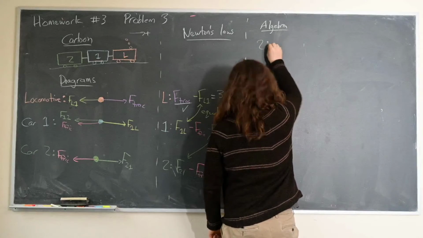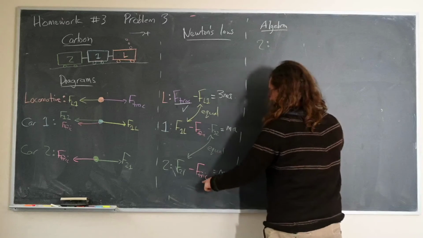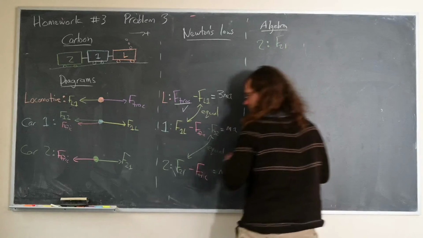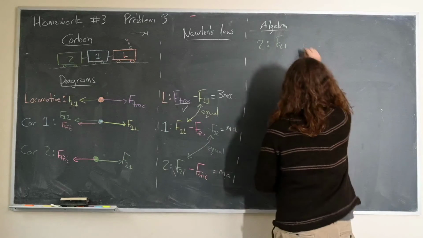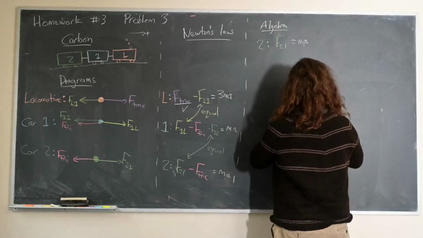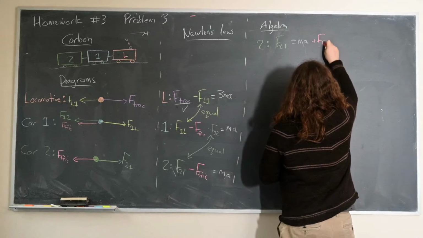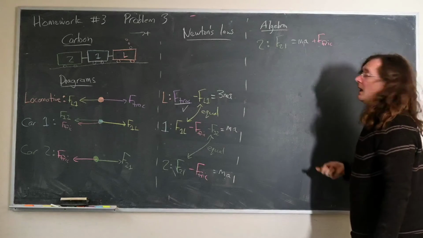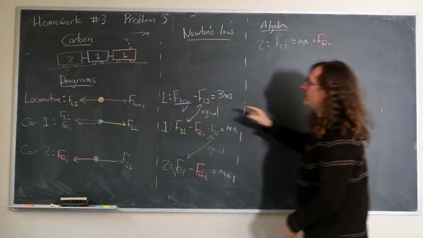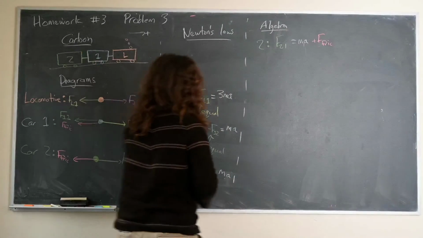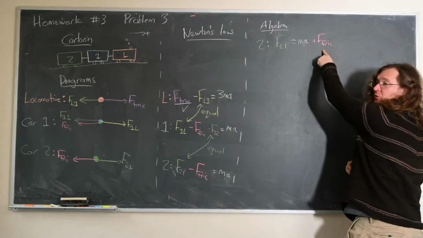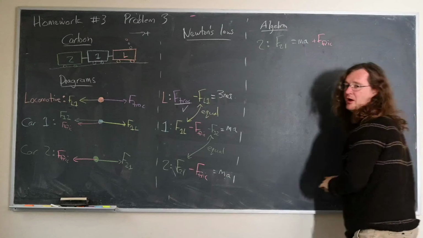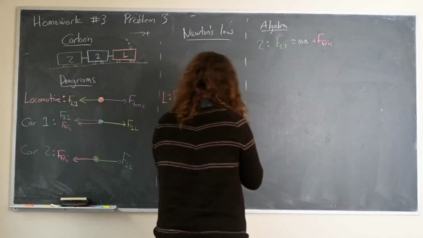So I'm going to take equation number 2. I'm going to move F fric to the other side, so I get F21 equals ma plus F fric. All right, got one of them. And let's check them all and make sure they make sense. This tells me that car 1 must pull car 2 with enough force to overcome the friction in car 2's wheels, plus enough to make it accelerate at the desired amount. Okay, that's nice.